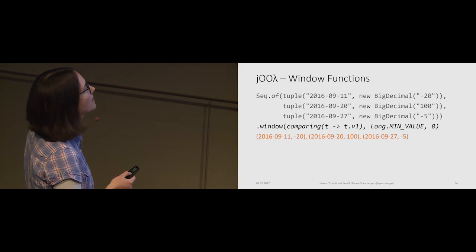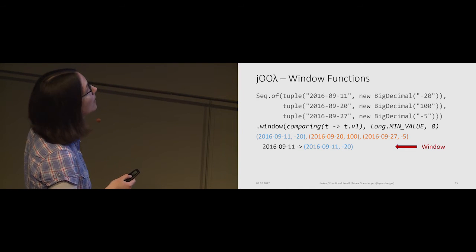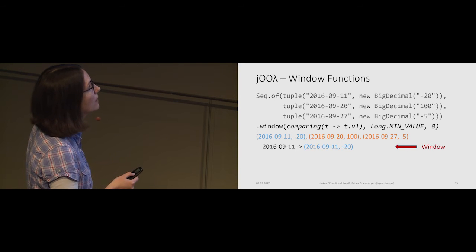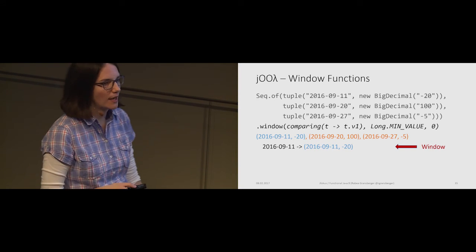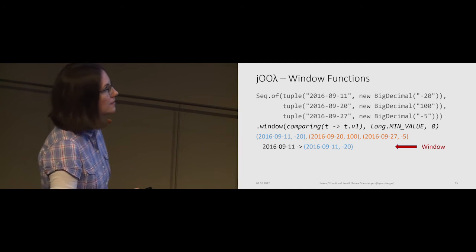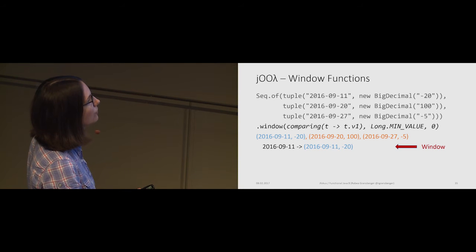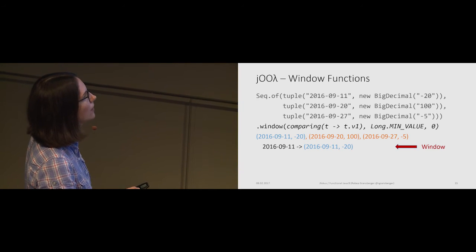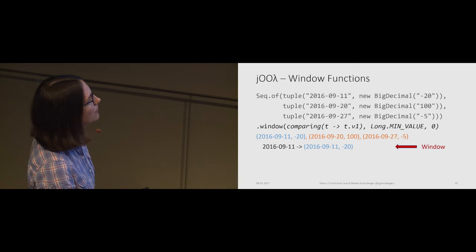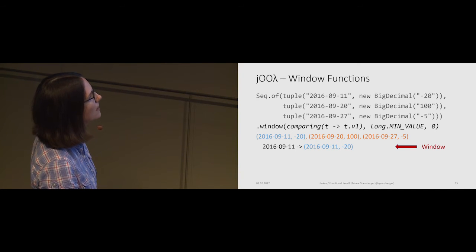So what we do now is we are going through all the tuples, and we're starting with the first one. We're taking the one from the 11th of September with the value minus 20, and we are trying to find its window. So we're going to go through all of the values, comparing by the value 1, so by the dates here. And we're going from something which is smaller than it to the value at maximum itself.